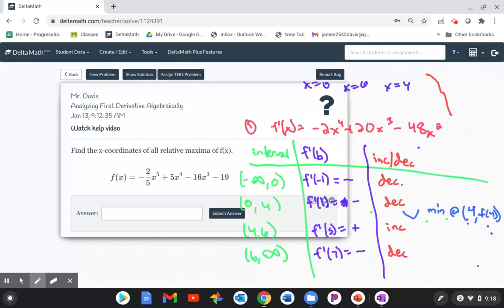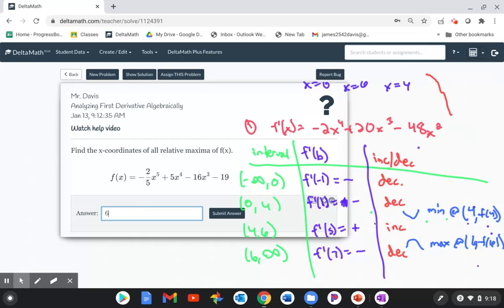And then here we've got an increasing to a decreasing. So that tells us it's a relative max at the point 6, f of 6. We're asked to find the max on this one. So we would want to just type in the x-coordinate of the max, which would be 6.